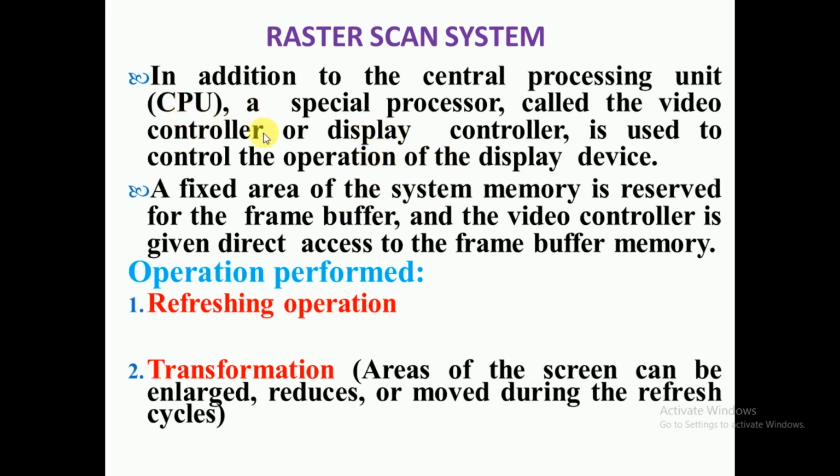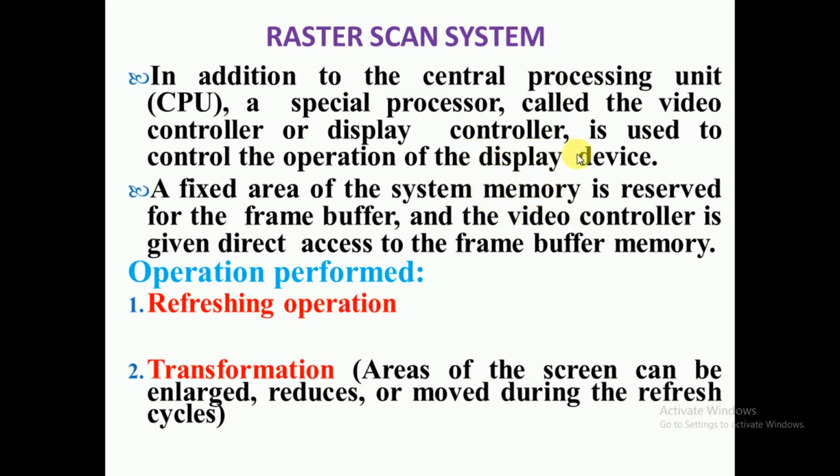To reduce the burden on the CPU, today's recent systems come with a special purpose processor called the video controller or display controller, along with the GPU, the graphics processor. Combined together, we call it the GPU, graphics processing unit, used to control the operation of the display device. The video controller or display controller is an exclusive processor used only for controlling the operations of a display device, meaning how to display on a monitor.